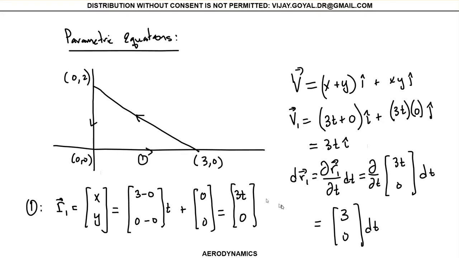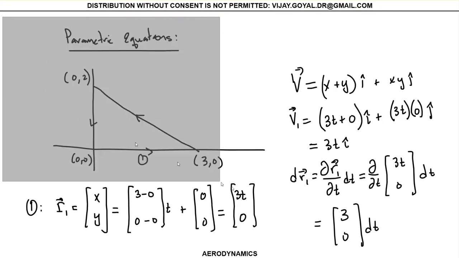And if you do the parameterization like this, you just have to integrate from 0 to 1. That's the beauty of parameterization. So this integral will actually be from 0 to 1. Okay? We will complete that integral later. So now let's go and do the parametric for segment number 2.